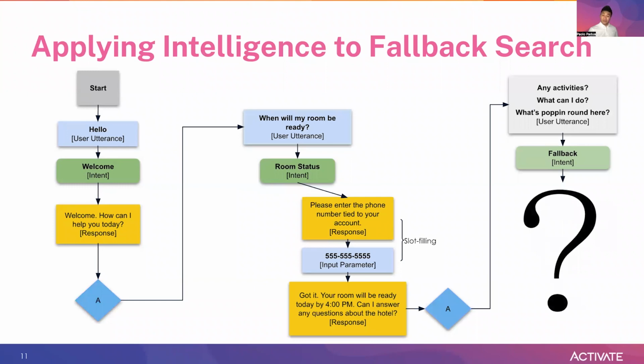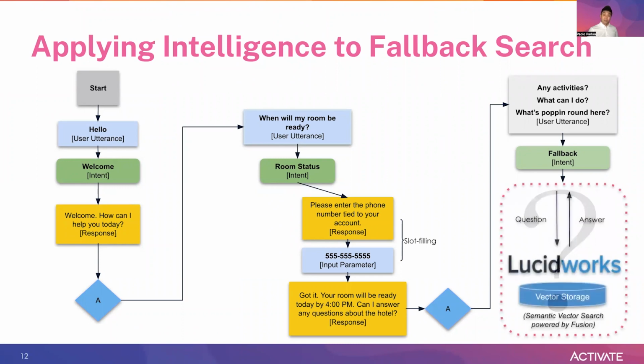But have no fear, fallback is here. This is where fallback intent is triggered and where the magic occurs. When combined with semantic vector search, the chatbot can interpret the question and deliver a contextual answer using a pre-trained model that contains user behavior data and the different variations a question is asked.